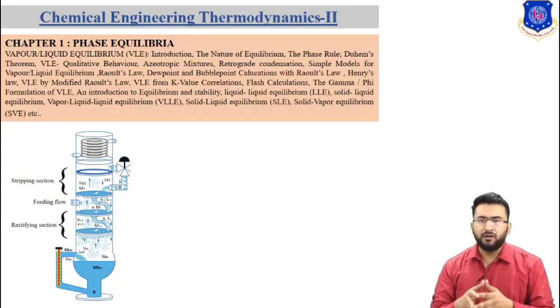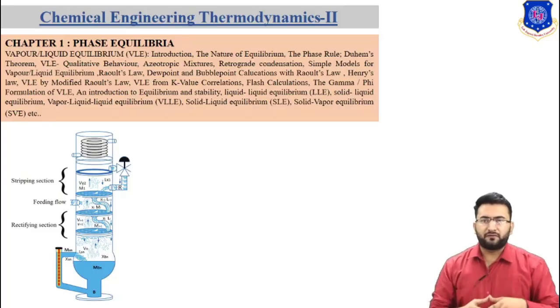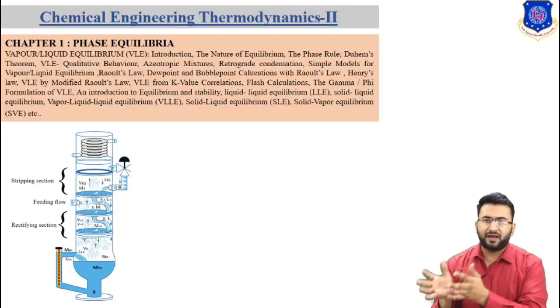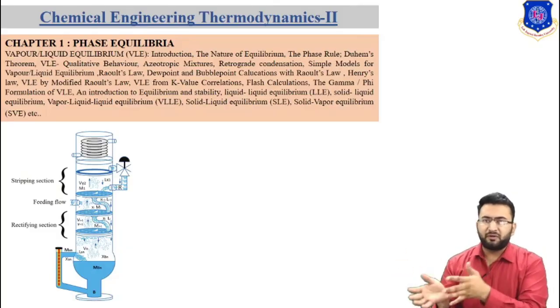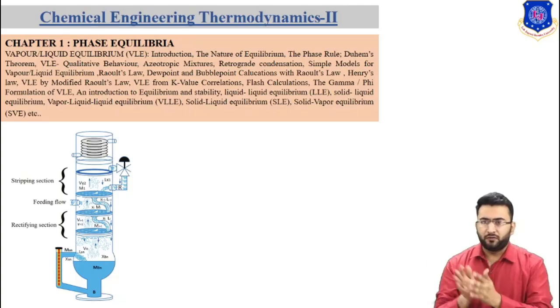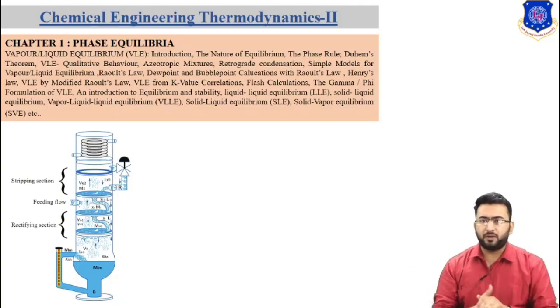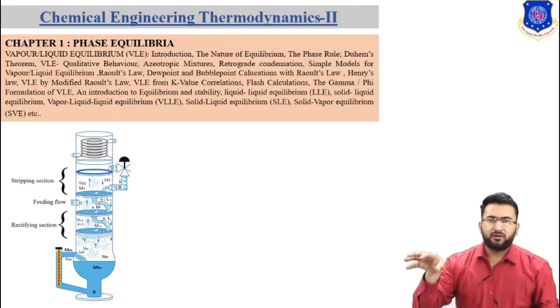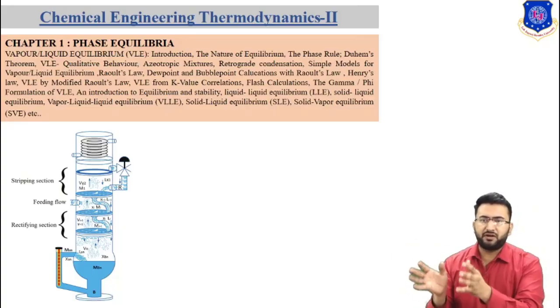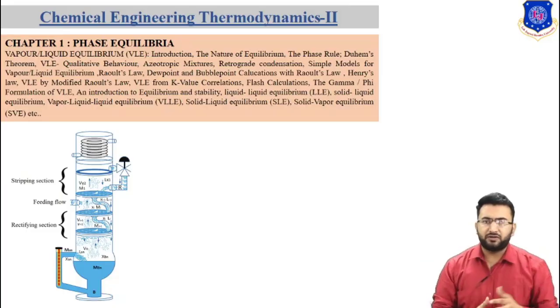Then we will talk about the K value, which is used to find heavy and light components. Then we will talk about the flash calculation, which is used for the material balance of vapor and liquid components. Then we will talk about the gamma-phi formulation, which relates fugacity and activity of any component. Then we will talk about the introduction to equilibrium and stability: how the equilibrium is at microscopic level and what is the stability of that equipment and particular reaction.